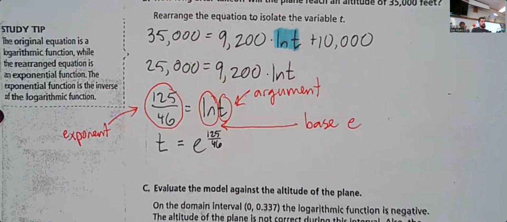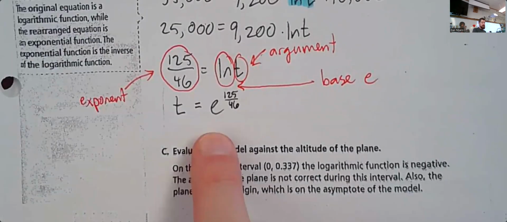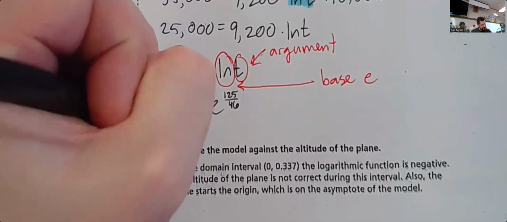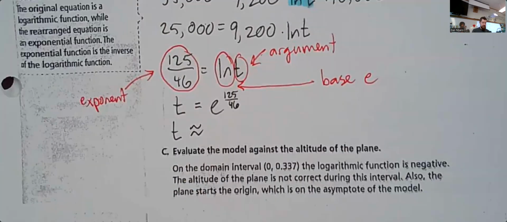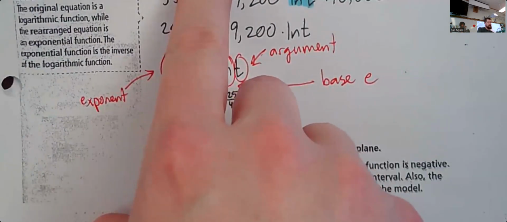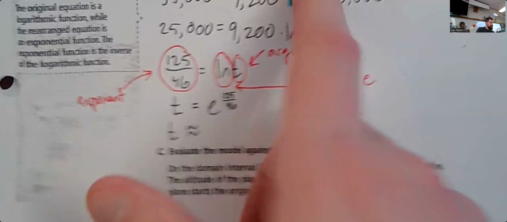So the only thing we have to do on the calculator is type in e to the 125 over 46 power, have the calculator do the math for us. Before we do this, it took 10 minutes to get to 31,184 feet. We're trying to get to 35,000 feet. What would be a reasonable number? 15 minutes or so? All right, let's find out.